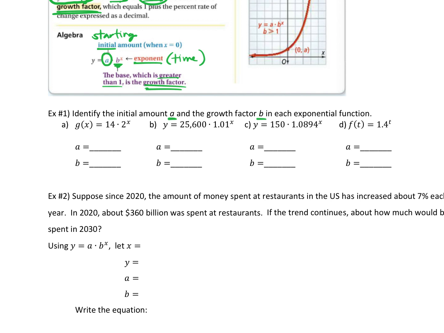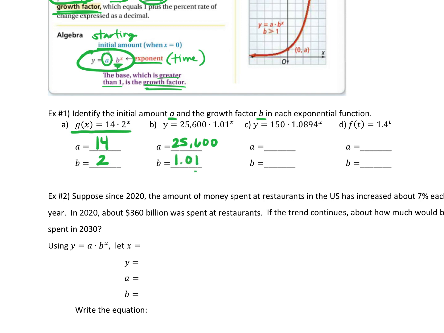So if my equation is y equals a times b to the x power, what is your a in this equation? 14. The 14. The initial amount is that number by itself. The number that has the variable with it is called your growth factor. So what is my growth factor right now? 2, yeah. So look at letter B. What is your initial amount? What's the starting amount in that problem? 25,600.